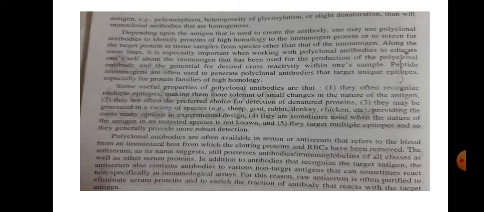Peptide immunogens are often used to generate polyclonal antibodies that target unique epitopes, especially for protein families of high homology. Homology stands for similarity in their structure. So, for proteins with similar structure, peptide immunogens are often used for generating polyclonal antibodies.